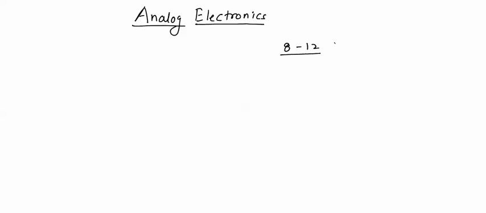Analog electronics. Every year in GATE examination, analog electronics has weightage around 8 to 12 marks. So it becomes a very important subject from the weightage point of view. Out of 55 technical questions, there will be around 6 to 7 questions from analog electronics. So this is a very important subject as far as GATE examination is concerned.